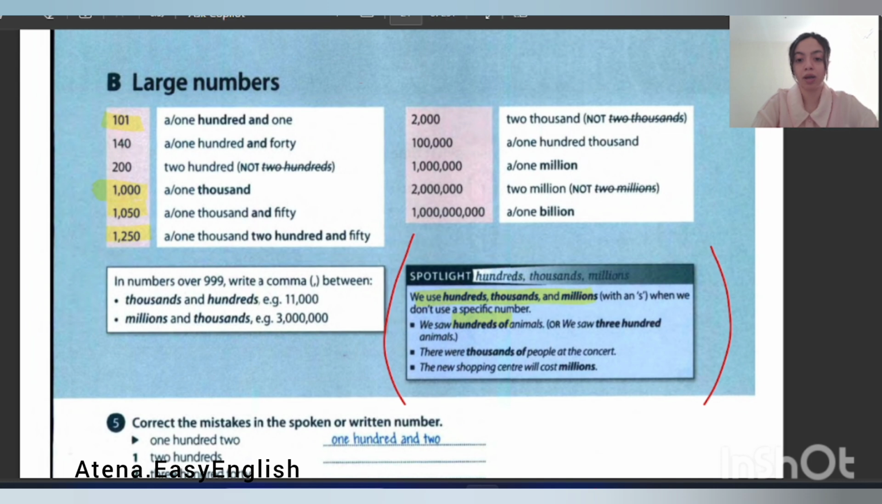Look at the next one. There were thousands of people at the concert. Thousands of. The new shopping center will cost millions. So in here, you want just to express a large number. You don't want to express a specific number. So you can use s like hundreds of, thousands of, millions of. So in this situation, you can use it.